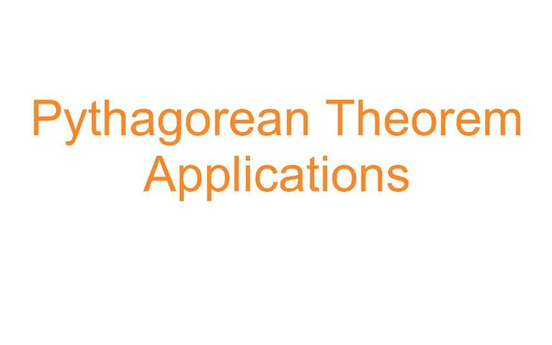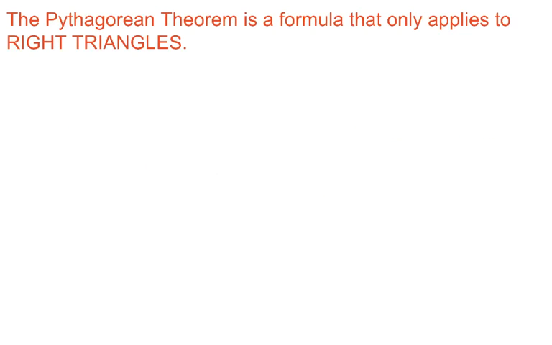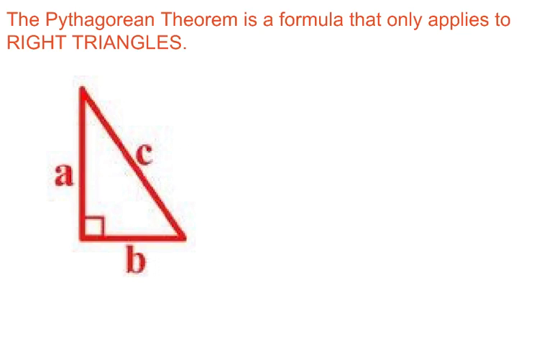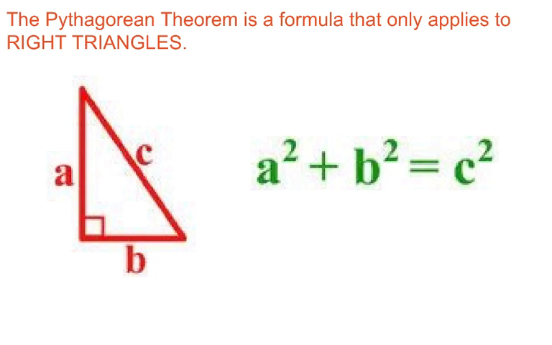Guys, we're going to talk about Pythagorean Theorem and how it is applied. Pythagorean Theorem is a formula that only applies to right triangles. So if we have this right triangle with sides A, B, and C, Pythagorean Theorem says that a squared plus b squared is equal to c squared.